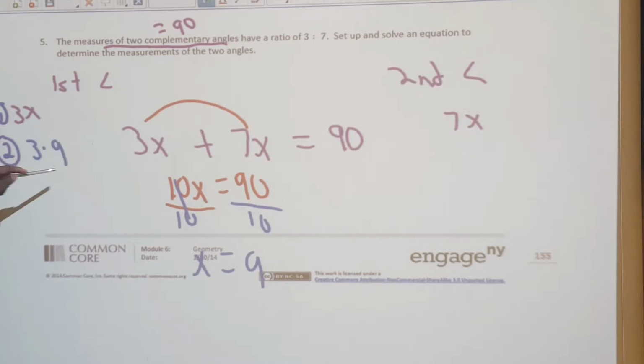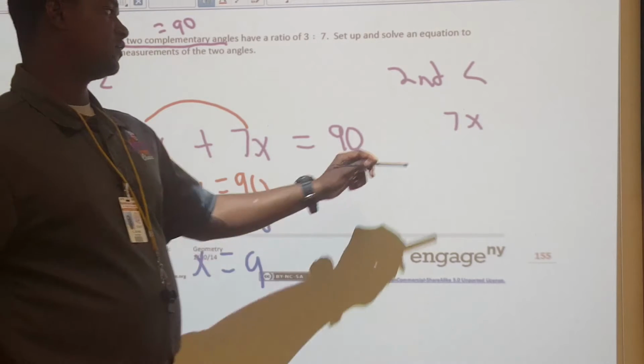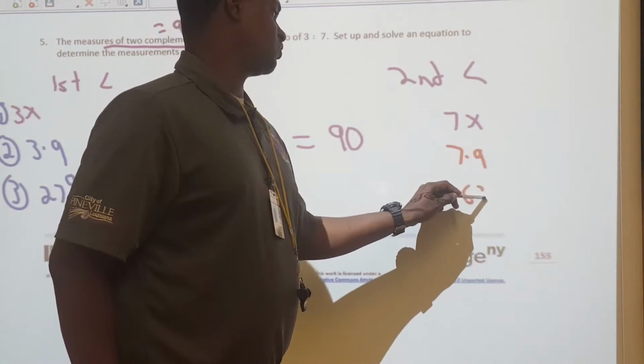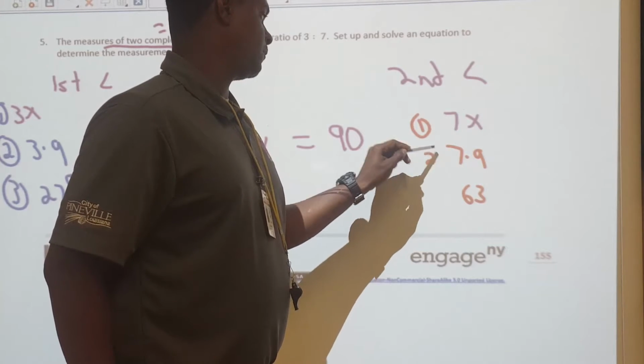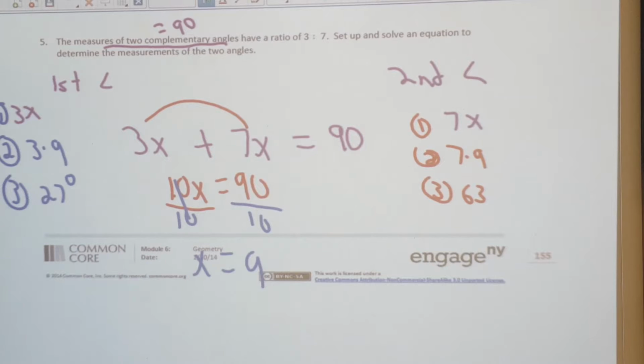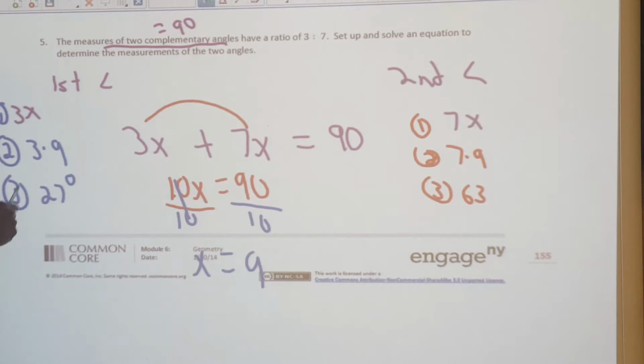3 times 9 is 27 degrees. So my first angle is 27 degrees. I do the same thing with 7 times 9, and that is 63 degrees. So my first angle is 27 degrees, and my second angle is 63 degrees. Now I should add these two up, and they should equal 90 degrees.